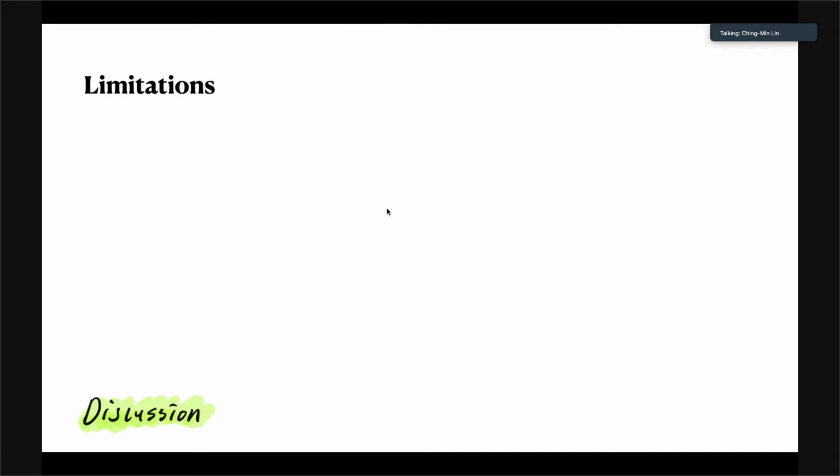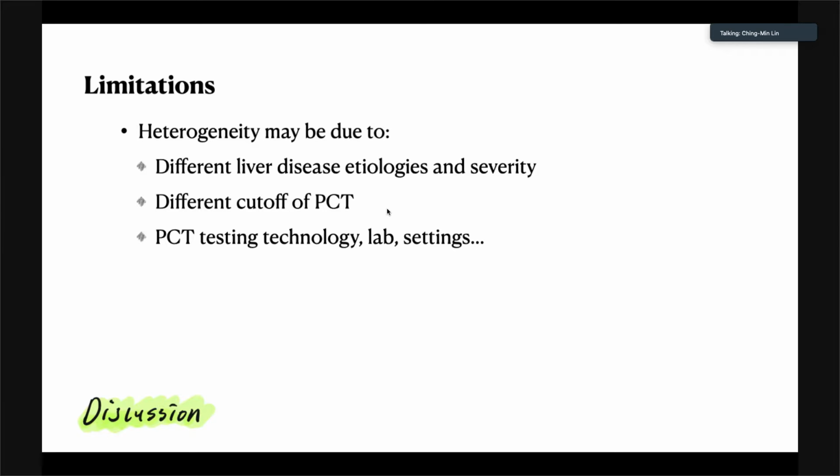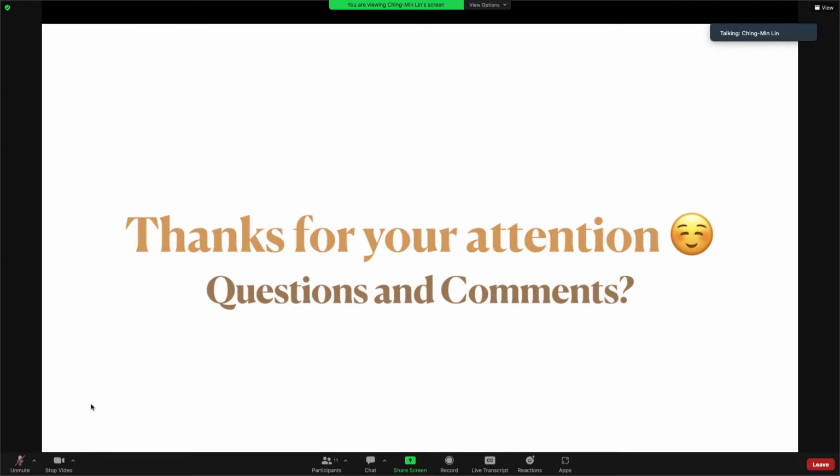And then last but not least is the limitation of this study, which is that the author mainly addresses the heterogeneity. They came up with some probable explanations for the heterogeneity. It may be due to the different liver disease etiologies, severities, different cutoffs, or even more basically, different testing technologies, labs, and settings that differ from hospital to hospital. However, despite all those heterogeneities and limitations, the author still finds fairly good diagnostic accuracy for procalcitonin in patients with liver failure. Okay, this sums up my presentation today, and I welcome any questions and comments.